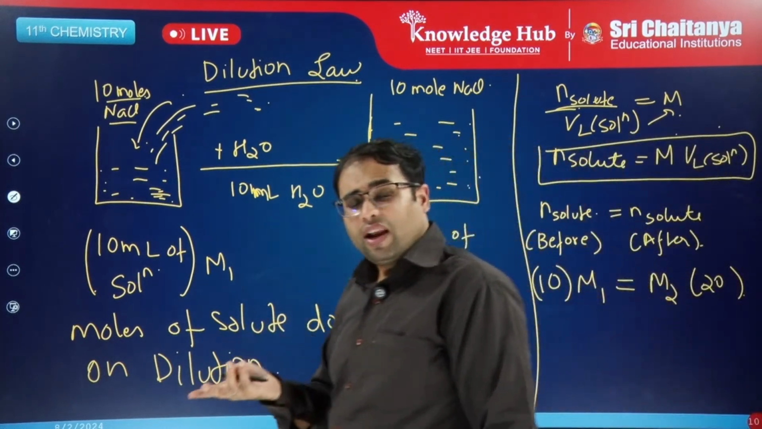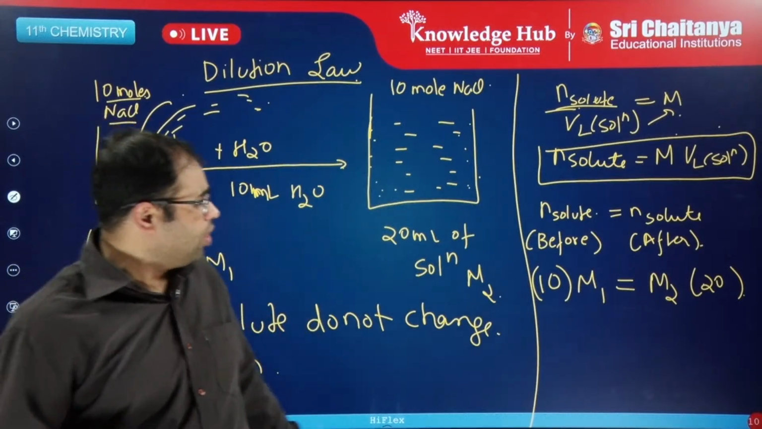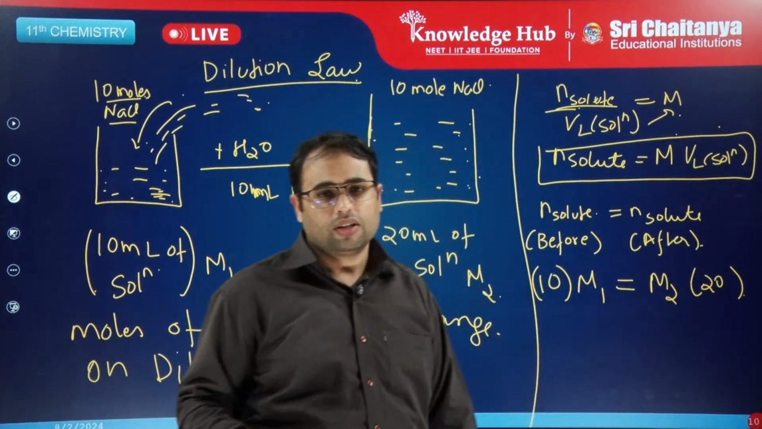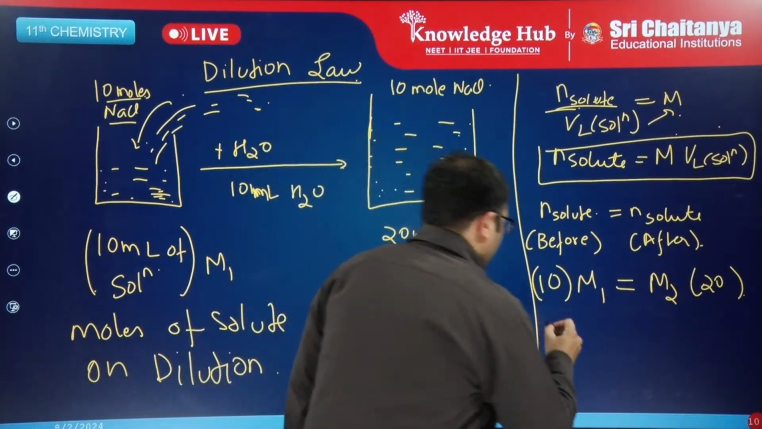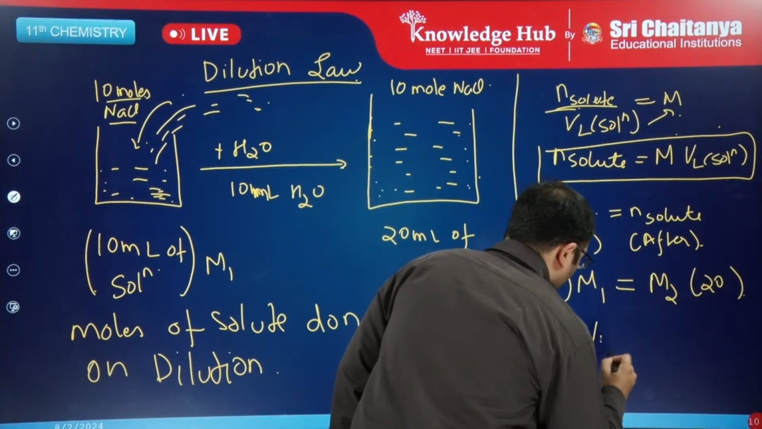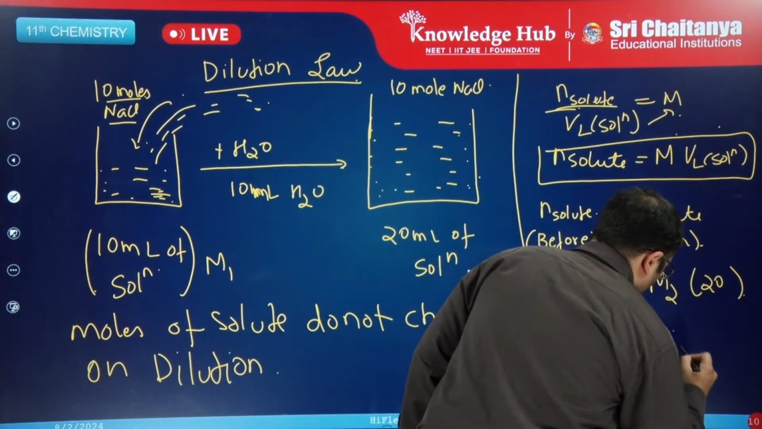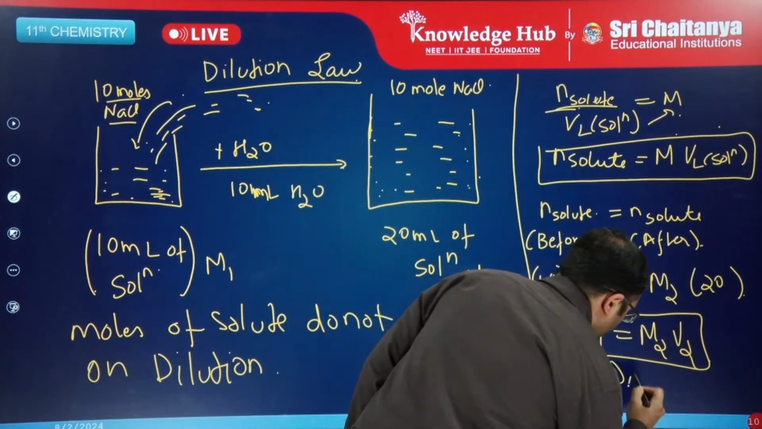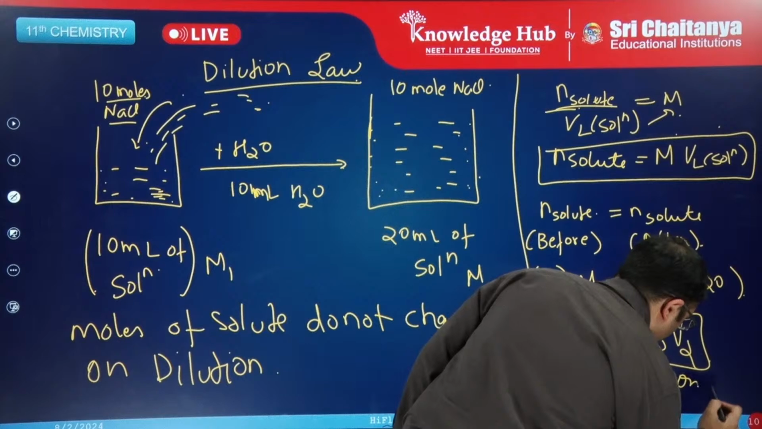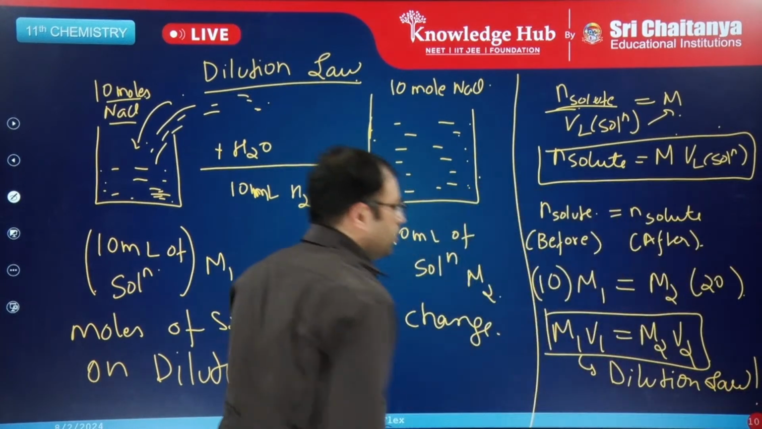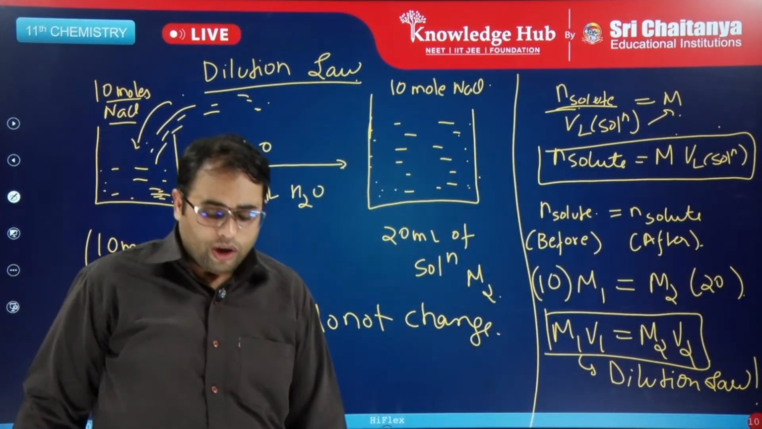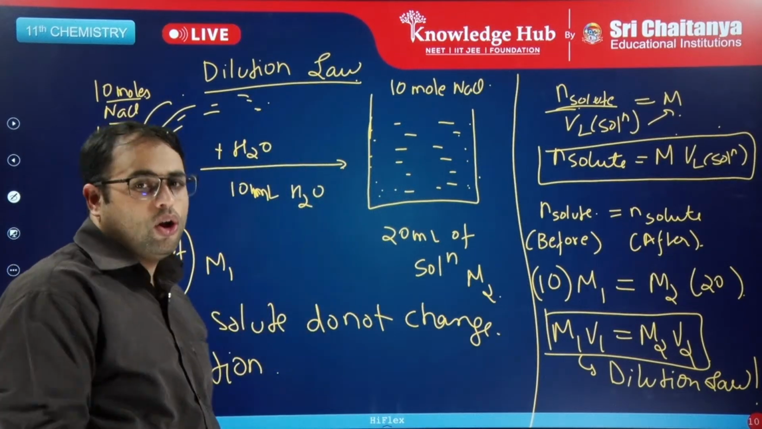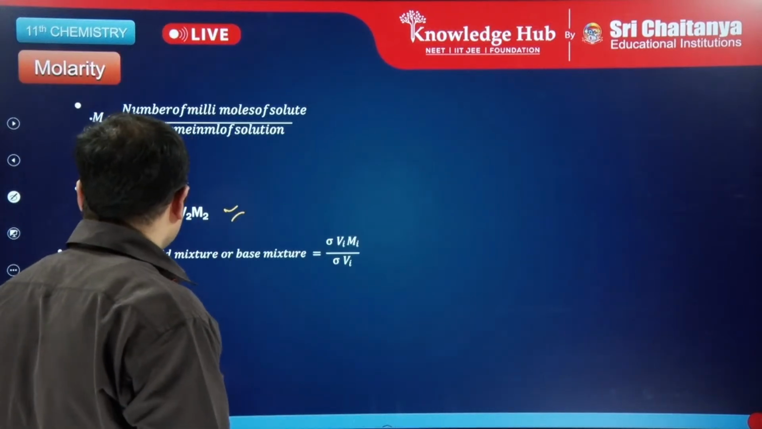Now here the volume can be in ml or liters, it does not matter, because even if you convert, the 1000 which you use will get cancelled out on both sides. So this can be generally written as M1 V1 equals M2 V2, which is your dilution law. So on dilution, moles of solute remain the same. Because they remain the same, the dilution law works.